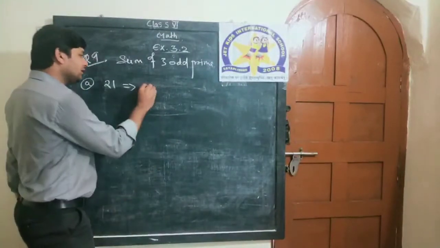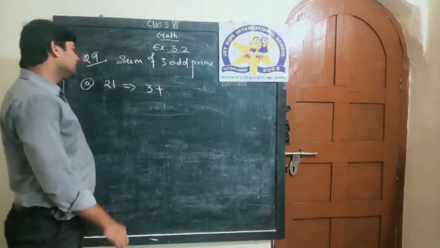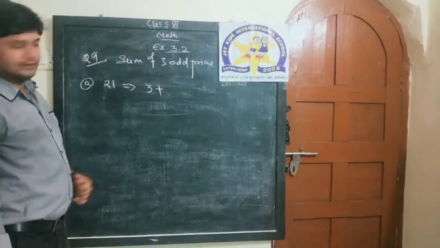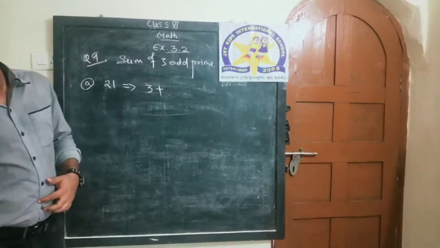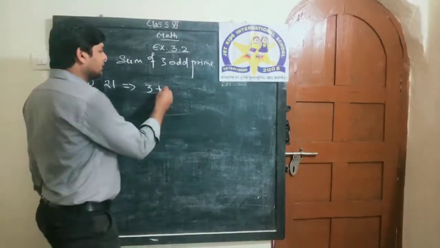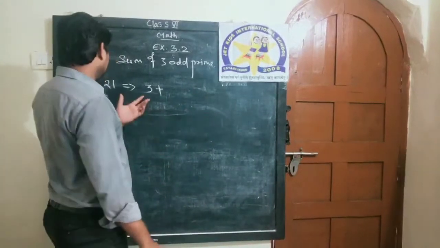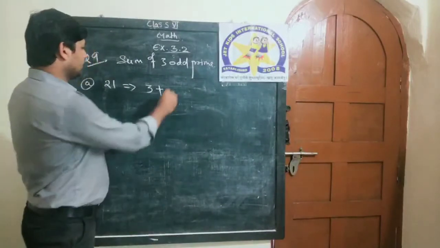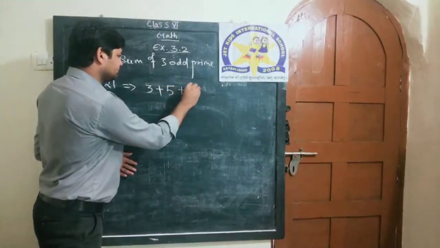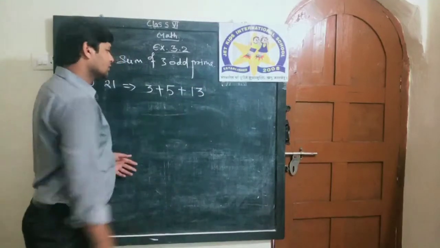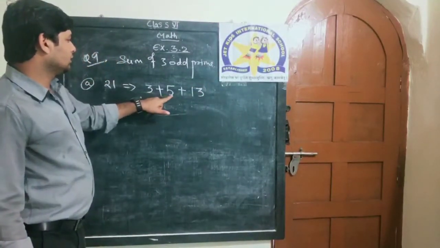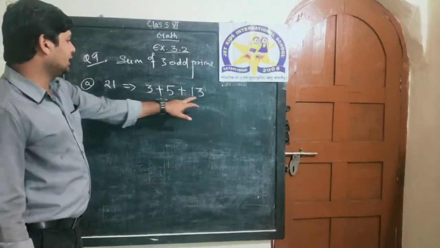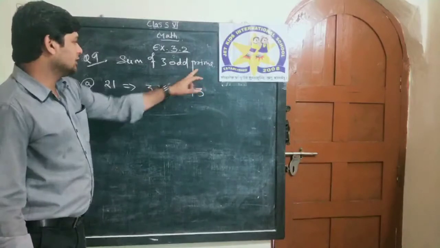So if I am starting with 3, then after 3 we need 18, right? But can we repeat it? It is not given, but there is no need to repeat. If I am writing 3 plus 5, 8, 8 plus 13, 21. Clear? All 3 are odd numbers as well as prime numbers.